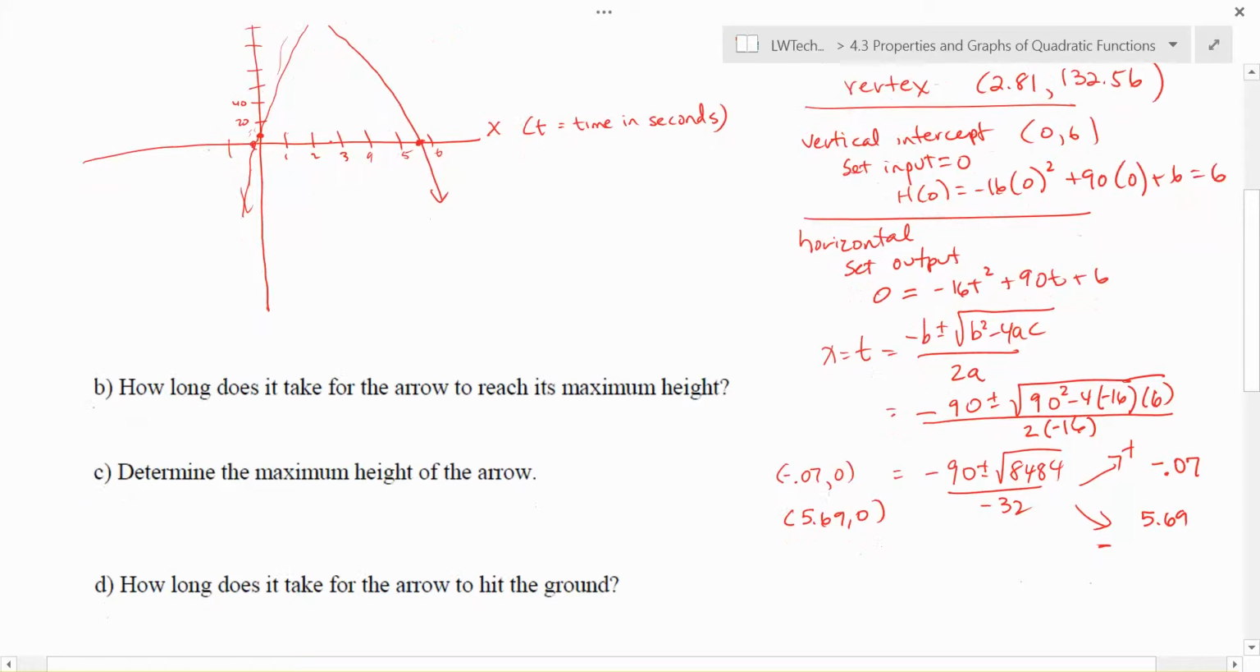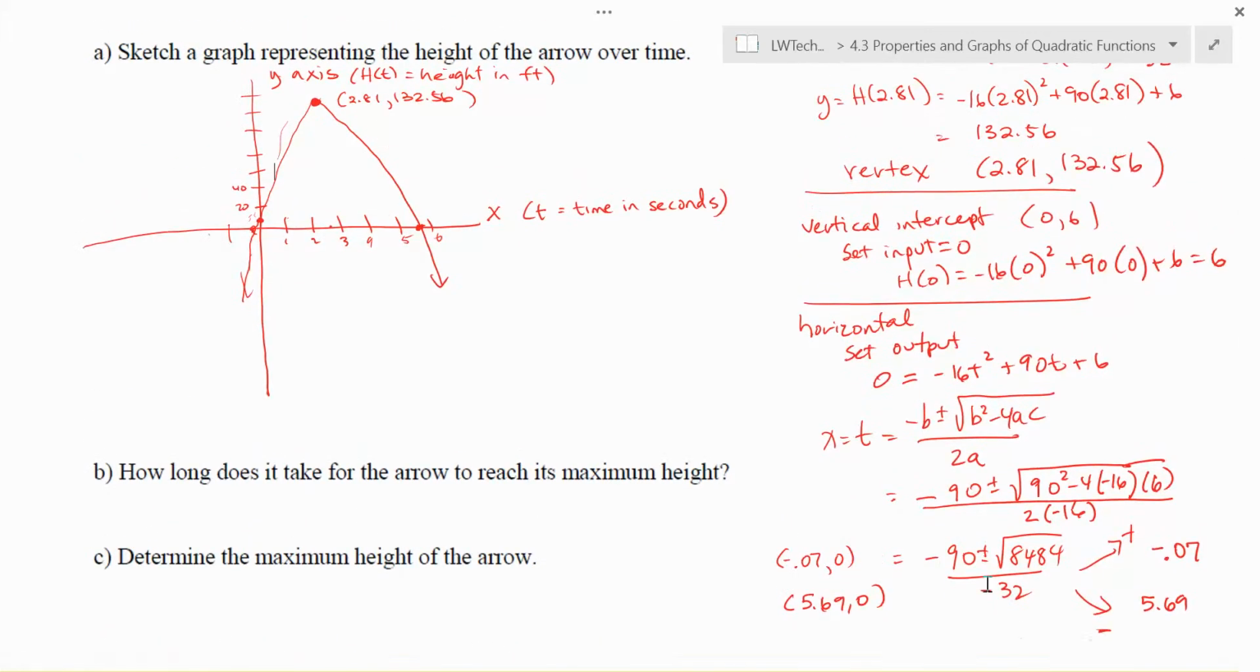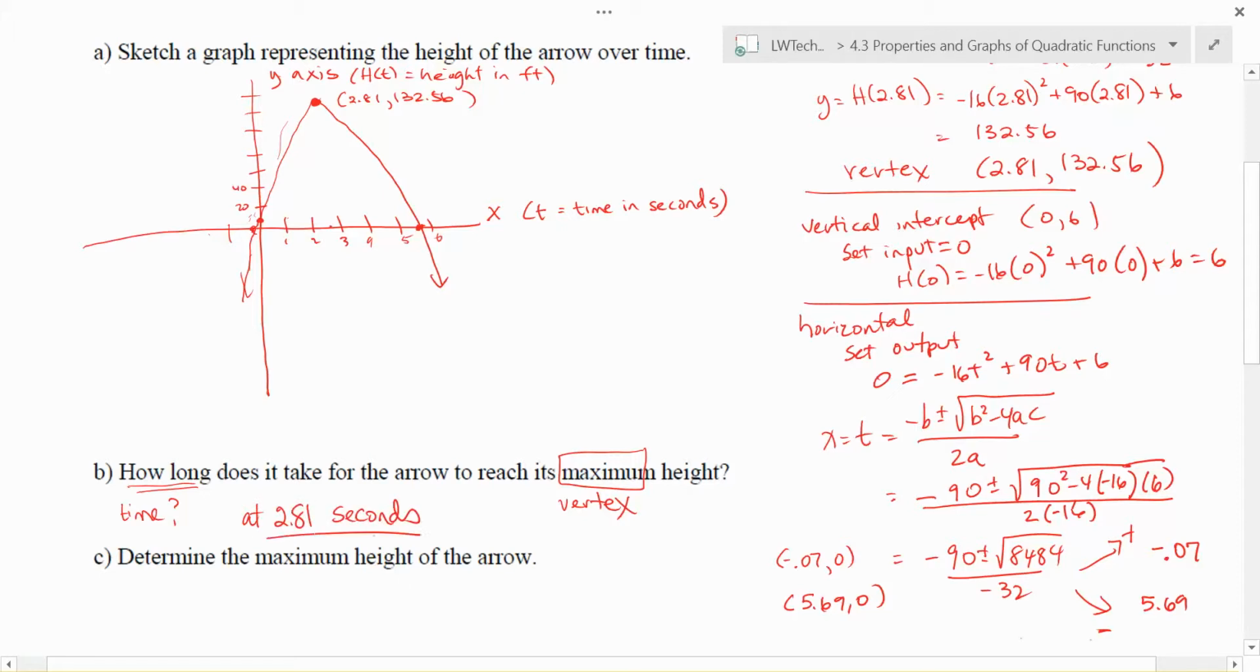The first question asks, how long does it take for the arrow to reach its maximum height? Well, anytime it talks about a maximum, when we're looking at a parabola relationship, we're looking at the vertex. So if you follow the track of our parabola here, the height is going up, up, up till we get to here, and then it's coming back down again. The first question here is asking how long. That's a question about time. So we want to know what is the time that it takes for the arrow to reach the maximum height. That's going to be the input coordinate of my vertex. So in this case, at 2.81 seconds, my arrow is going to reach its maximum height.